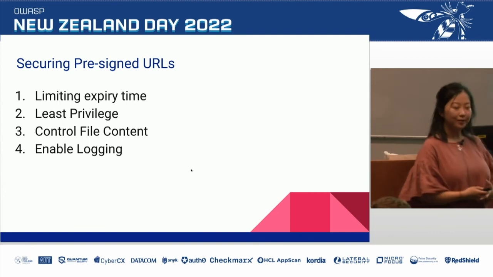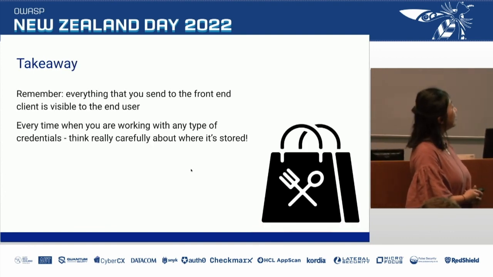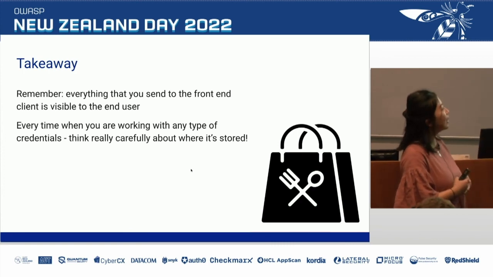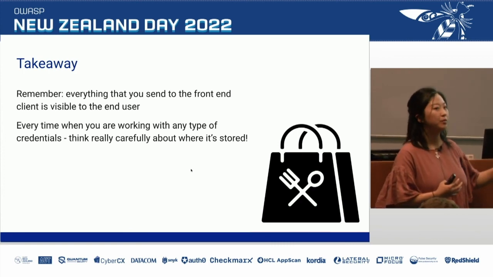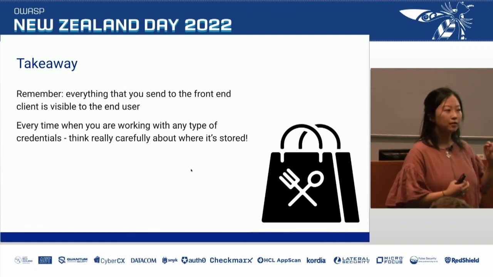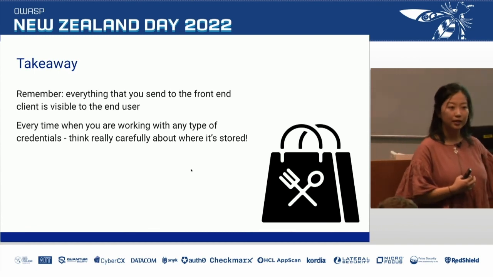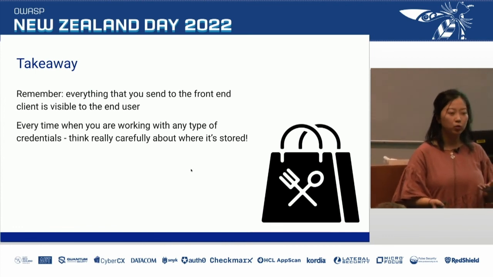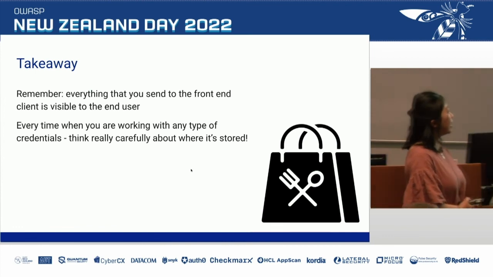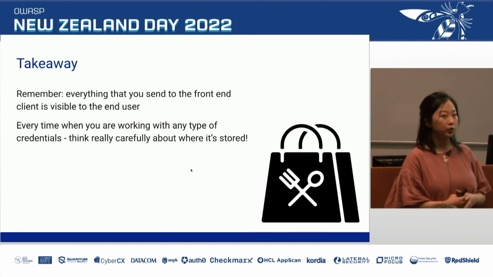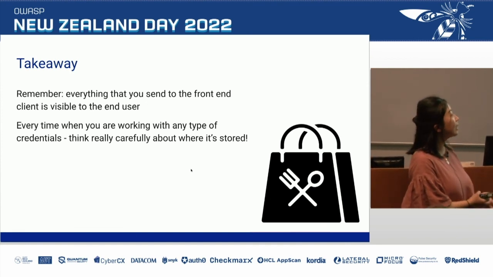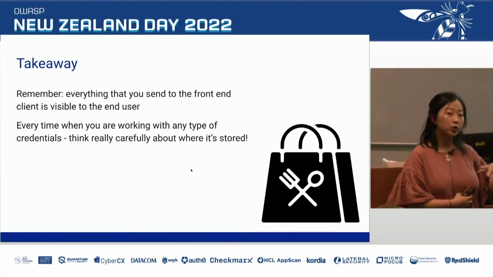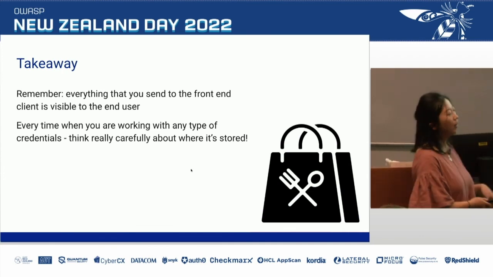So yeah, the takeaway message is essentially just to remember that everything on the client side is actually visible. So everything you do there, think twice about what you're saving, what you're sending to the client, whether it's really necessary, and what's the worst thing that can happen? And especially every time you're working with credentials, think really hard about where it's stored, where it's being transmitted, and how someone could potentially have access to it.